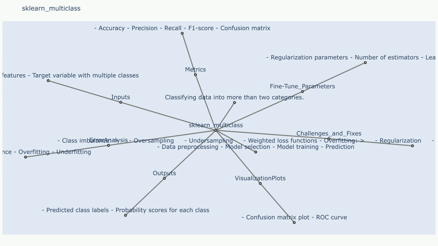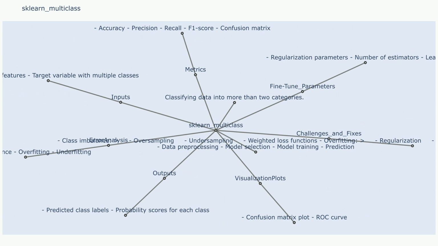Number of trees in ensemble methods like random forests. This parameter determines the number of decision trees used in the ensemble. Increasing the number of trees can improve the model's accuracy but may also increase computational complexity.